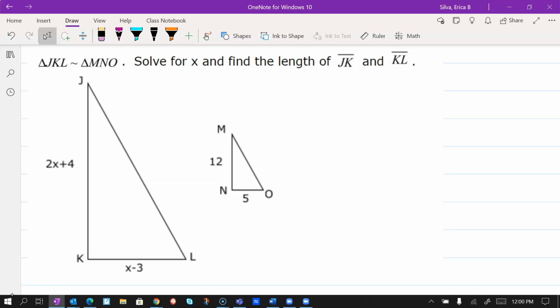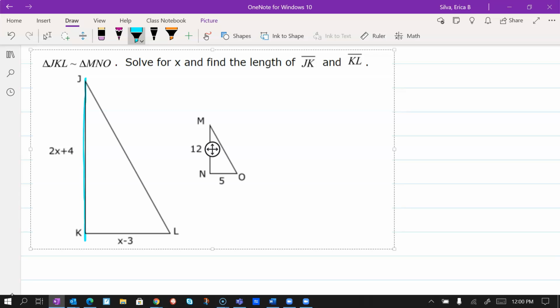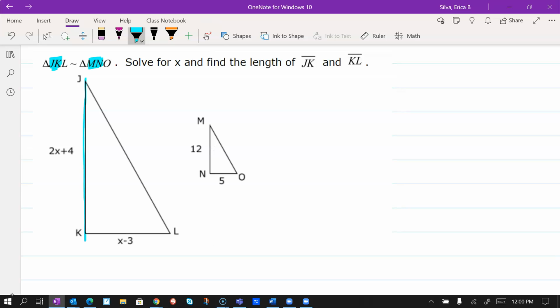So if we look at our similarity statement, we know that JK is corresponding to MN. Let's set that one up. JK corresponds to MN. The other one is KL. KL is down here. And KL corresponds to NO. And all we're going to do now is substitute.